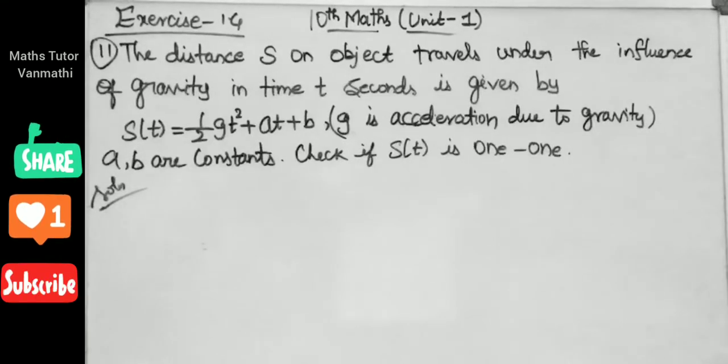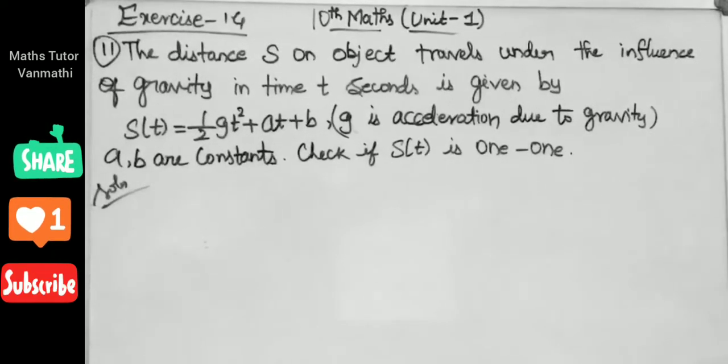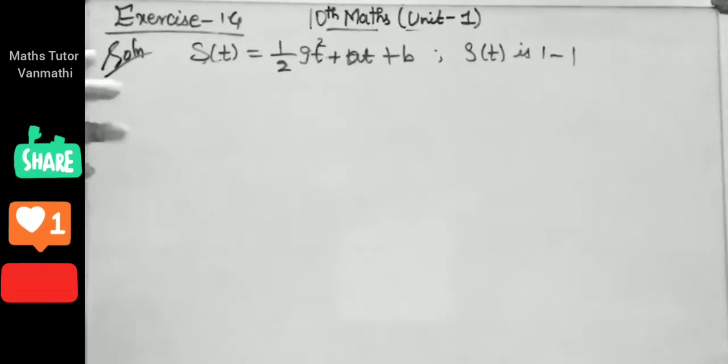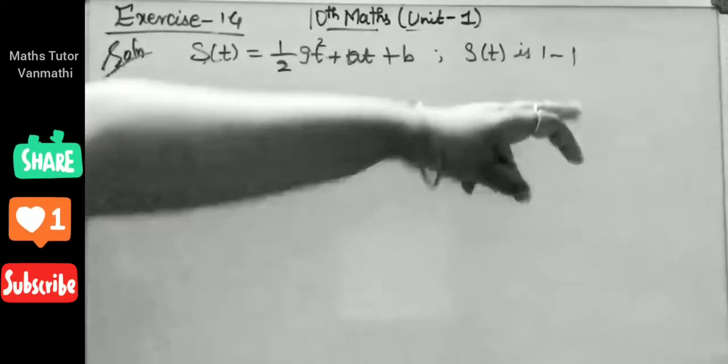Okay. Next, exercise 1.4, 11th problem. The problem is the distance s an object travels under the influence of gravity in time t seconds is given by s of t equal to 1 by 2 gt square plus at plus b, where g is the acceleration due to gravity and a and b are constants. We have to check s of t is 1 to 1. Solution: s of t equal to 1 by 2 gt square plus at plus b, and we have to check s of t is 1 to 1.